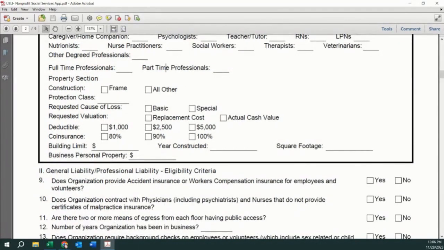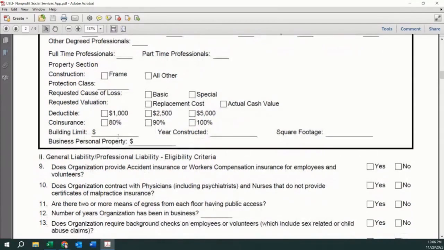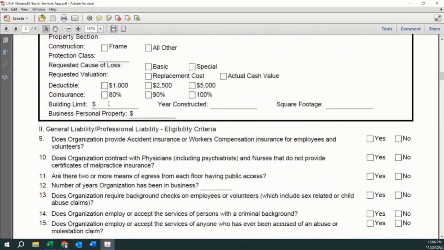And then you're going to want to put, is it construction, frame, the type of deductible that you're looking for, your insurance at 80%, your building, how it's constructed, et cetera. And so this is where you do find this particular carrier will offer structure insurance and contents insurance. And this is where you're actually telling them what the house is made of.